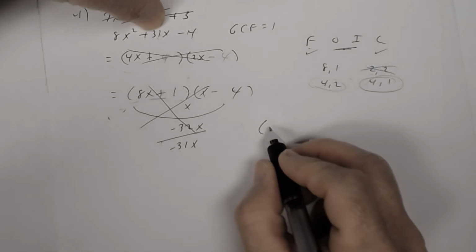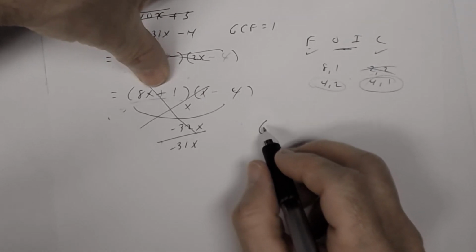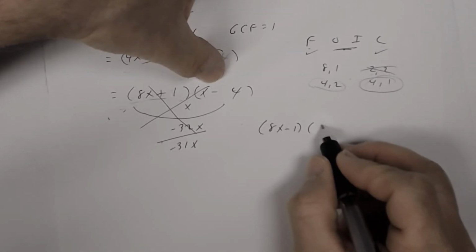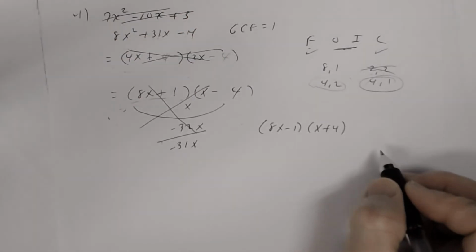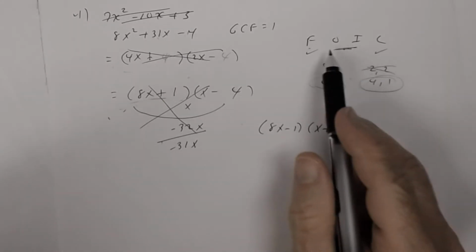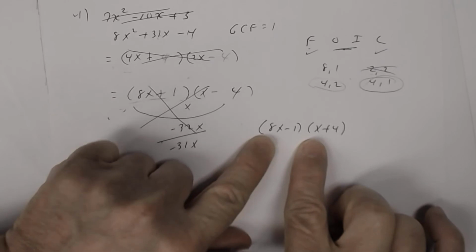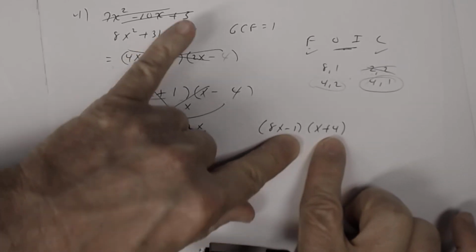So the answer is going to be, instead of 8x plus 1, it'll be 8x minus 1. And instead of x minus 4, it'll be x plus 4. And then before you say that's the answer, again, always go back and verify. 8x times x, 8x squared. A negative 1 times 4, negative 4.